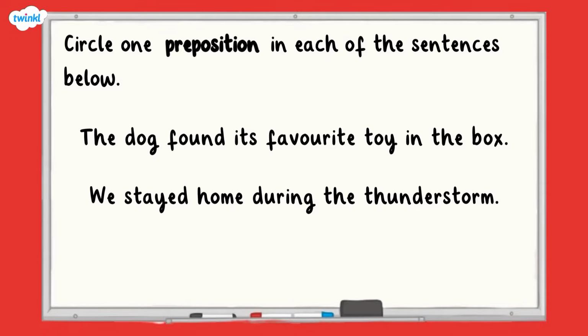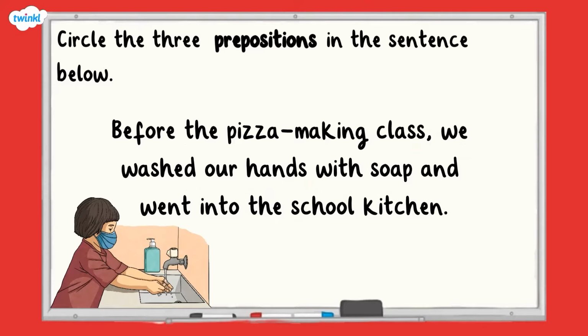Have you spotted the preposition in the first sentence? That's right, it's the word in. In is being used to explain the place that the dog found its toy. What about the second sentence? Well done if you said during. The preposition during is being used to explain the time that we stayed home. Hoo-yah!